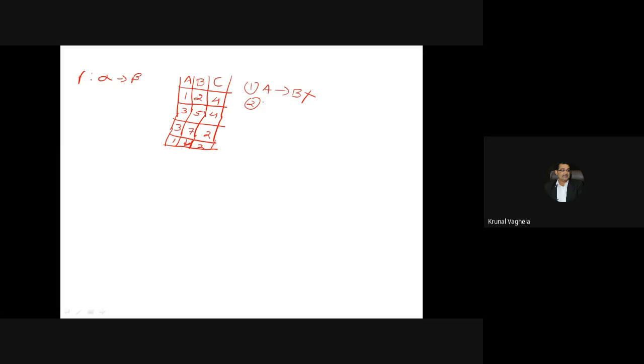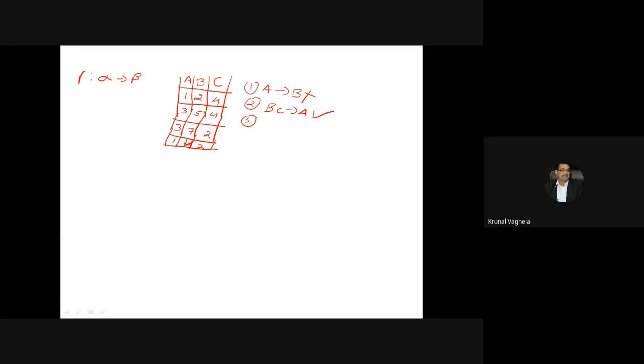Let's say BC to A. So at each value of BC, you should get the same A. But you can see 2, 4, 5, 4, 7, 2, 4, 2. No value is repeating. So if you want to check, then two values should be repeating, but every value of BC is unique. So 2, 4, 5, 4, 7, 2, 4, 2. So this functional dependency is valid.